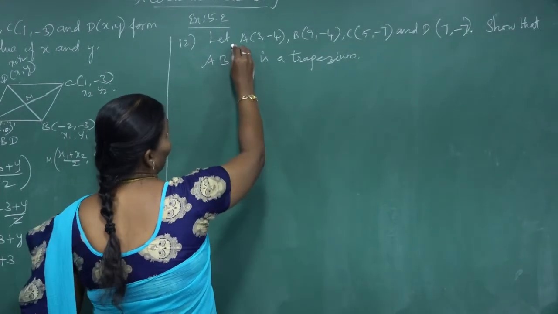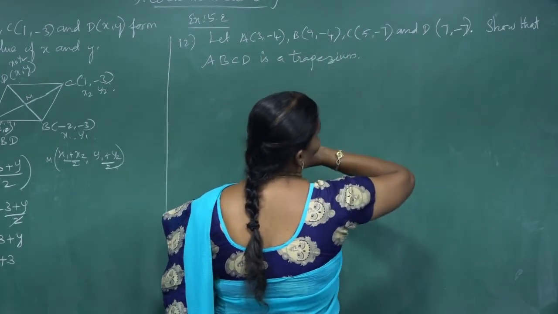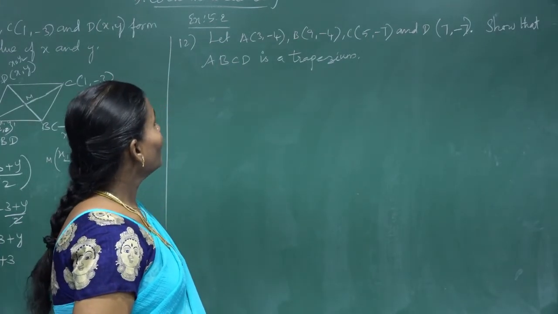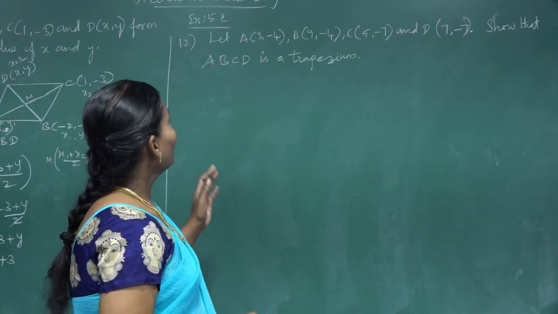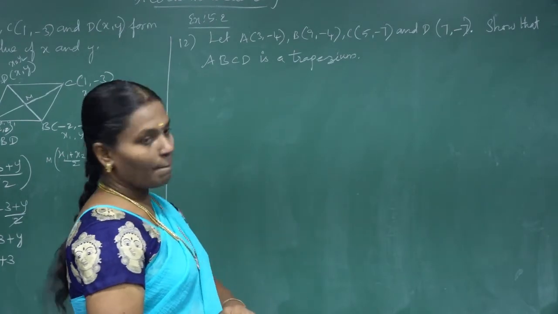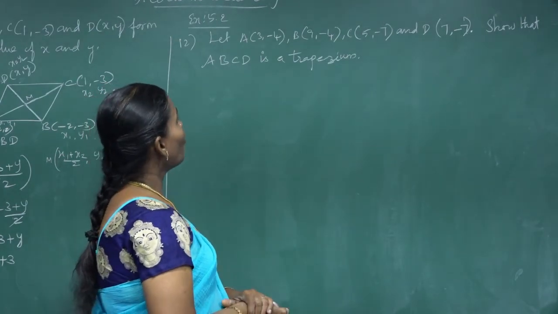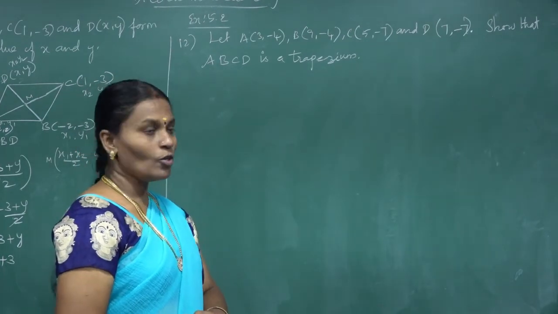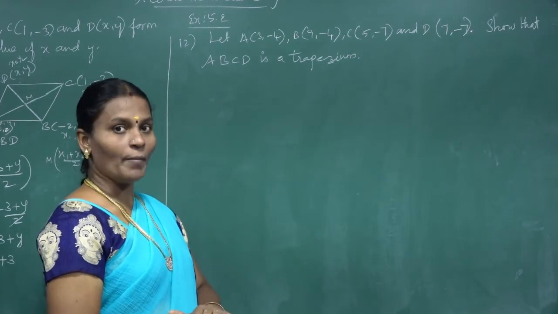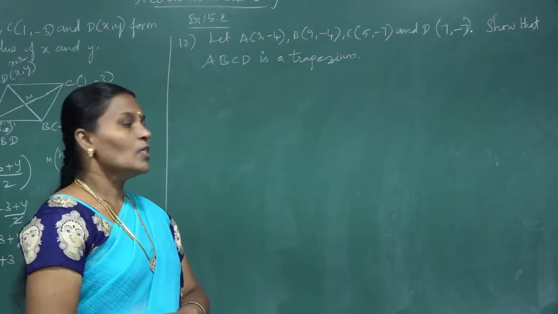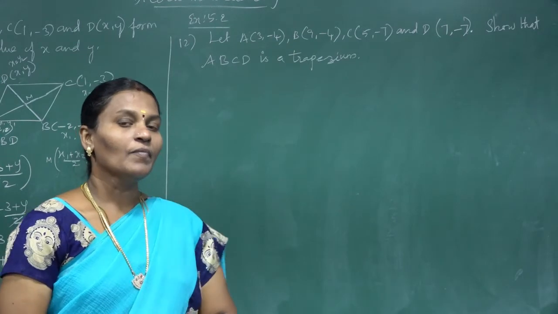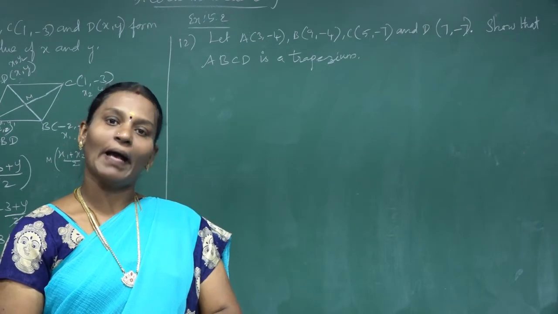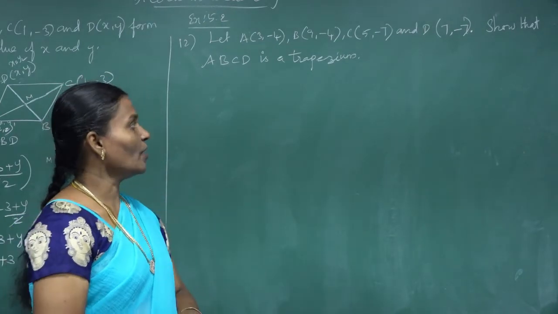Now we see the 12th one. Let A, B, C, D, those 4 points be given. Show that ABCD is a trapezium. So these 4 points form a trapezium, and you have to show that. What is the property of a trapezium? Yes, one pair of opposite sides are parallel. That is the property of a trapezium.